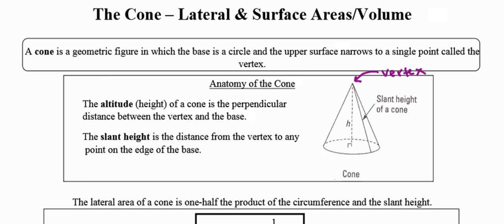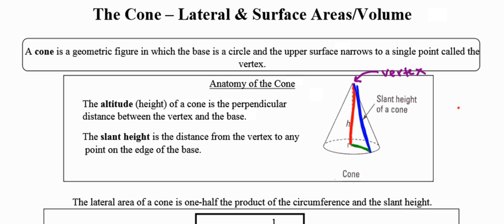Just like in the pyramid, the altitude or the height of the cone is going to be the perpendicular distance that exists between the vertex and the base. So in this picture right here, the red line segment represents the height of my cone. Just like in the pyramid, the slant height is going to be the distance from that vertex to any point along the edge of the base. So there's the slant height of my cone. And you could probably see the right triangle formed in there by the red line segment, the green line segment, and the blue line segment.